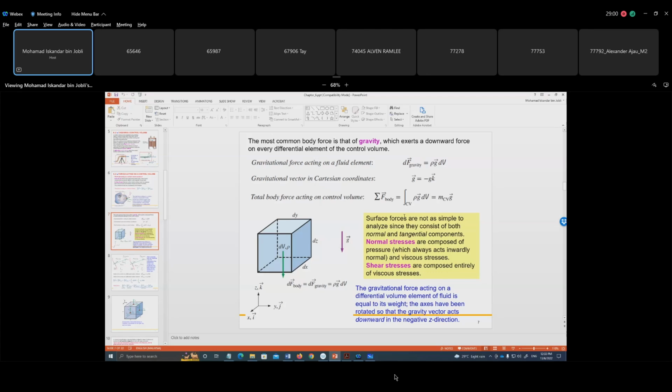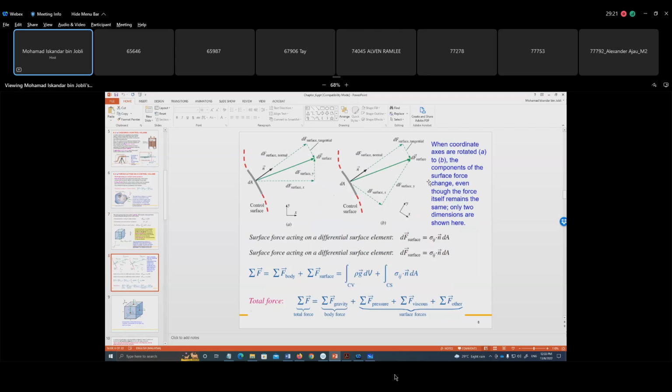Surface forces are not as simple to analyze, because you have normal stresses and you have shear stresses. We'll discuss more on this. Let me just show you this. It looks ridiculous, to be honest. Just this is the surface.